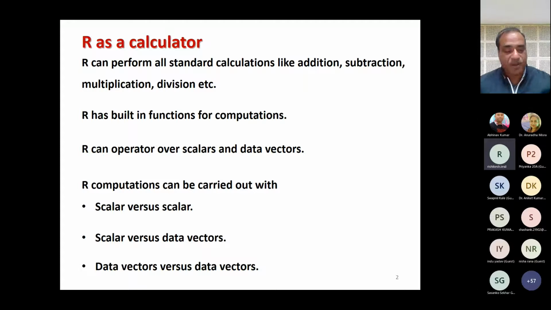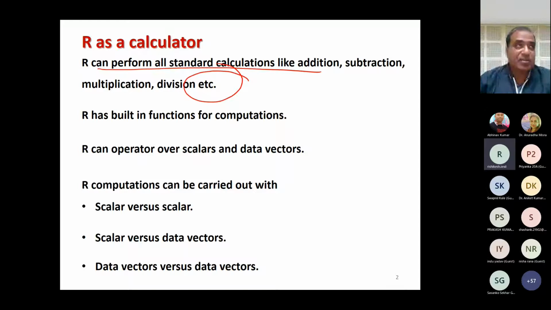I can summarize the entire thing in a very simple way: R can perform all sorts of standard calculations like addition, subtraction, multiplication, division, etc. Everything you have learned in your undergraduate and postgraduate programs, different types of algorithms like Newton-Raphson, everything is possible. R has two options: you can write your own program to do some mathematical operation, and some standard operations have already been programmed, and we call them built-in functions.